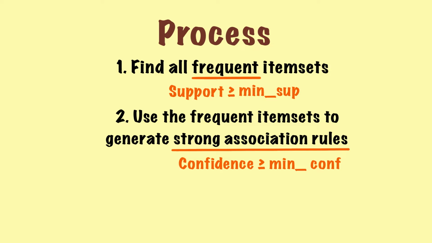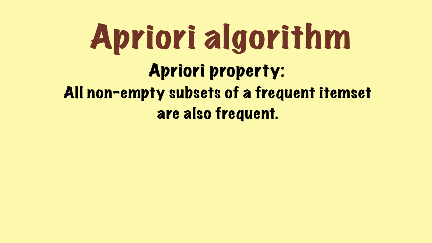In this video, I only talk about how to find all frequent item sets, and I will make a separate video to introduce how to generate strong association rules. Let's get started. Apriori algorithm is a popular algorithm in finding frequent item sets because it's easy for computer and is interpretable for human. The foundation of Apriori algorithm is the a priori property. It basically says that all non-empty subsets of a frequent item set are also frequent.